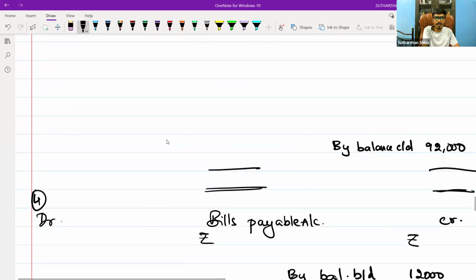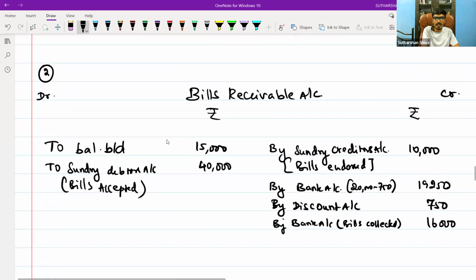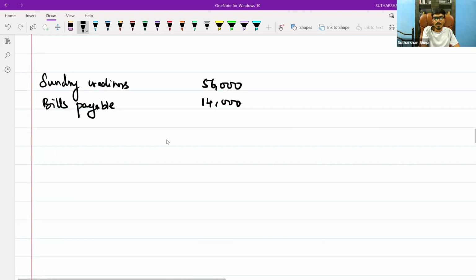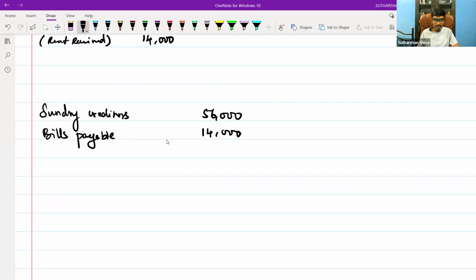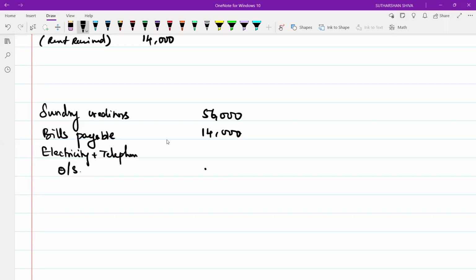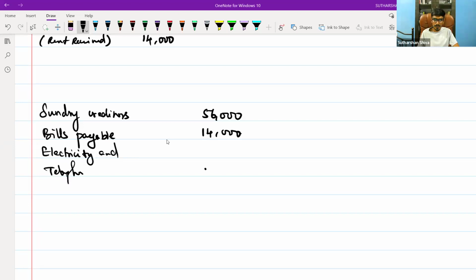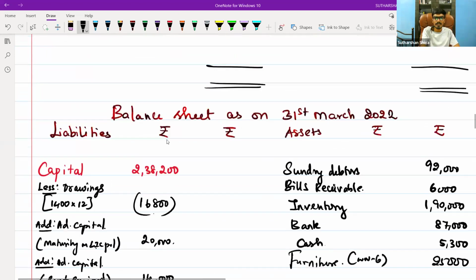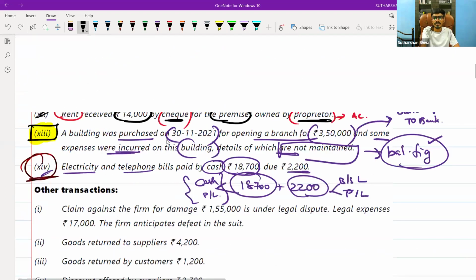Then the remaining 2,200, I will show it on my closing balance sheet, on the liability side. I will write down electricity and telephone charges outstanding. How much? 2,200. Electricity and telephone outstanding 2,200. The twofold effect is done, right? Now come back.